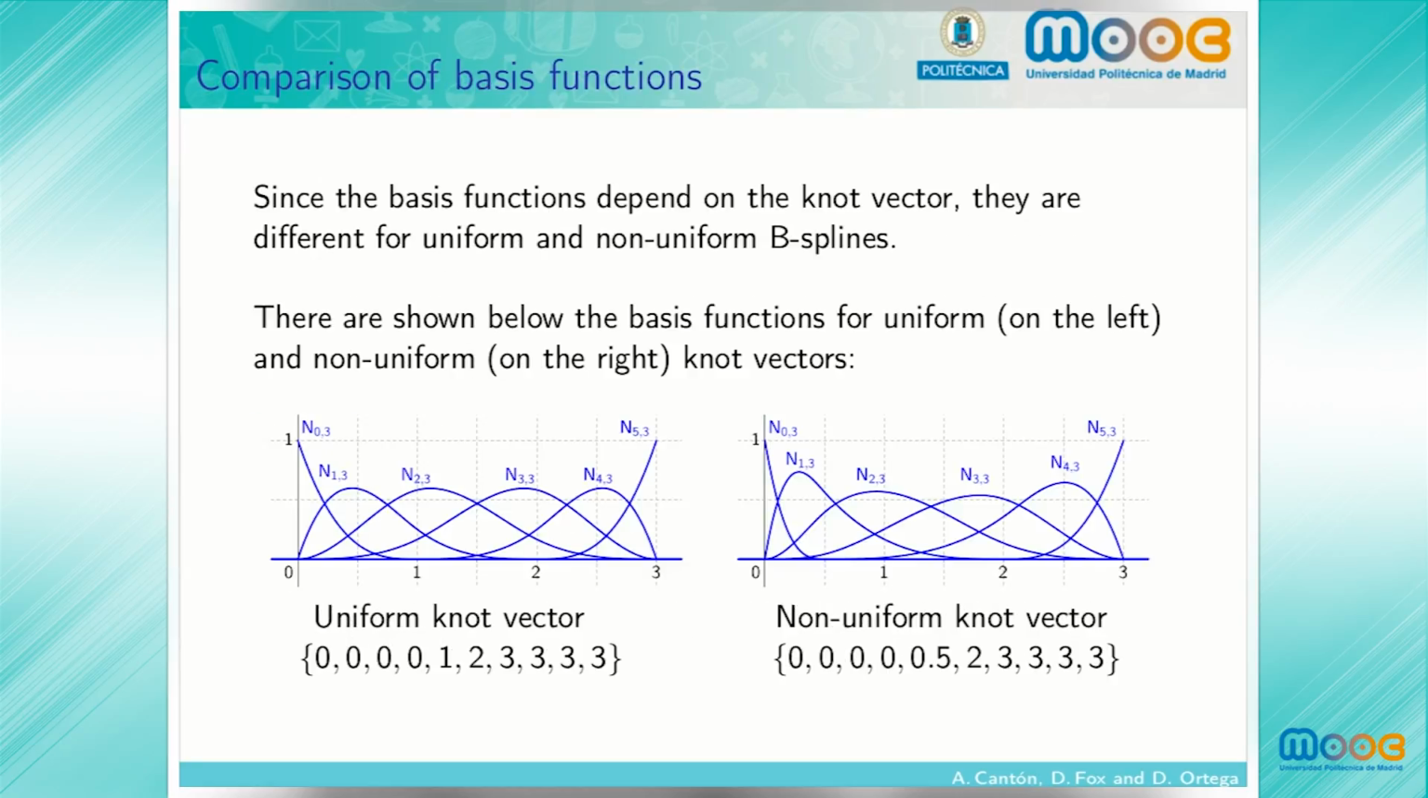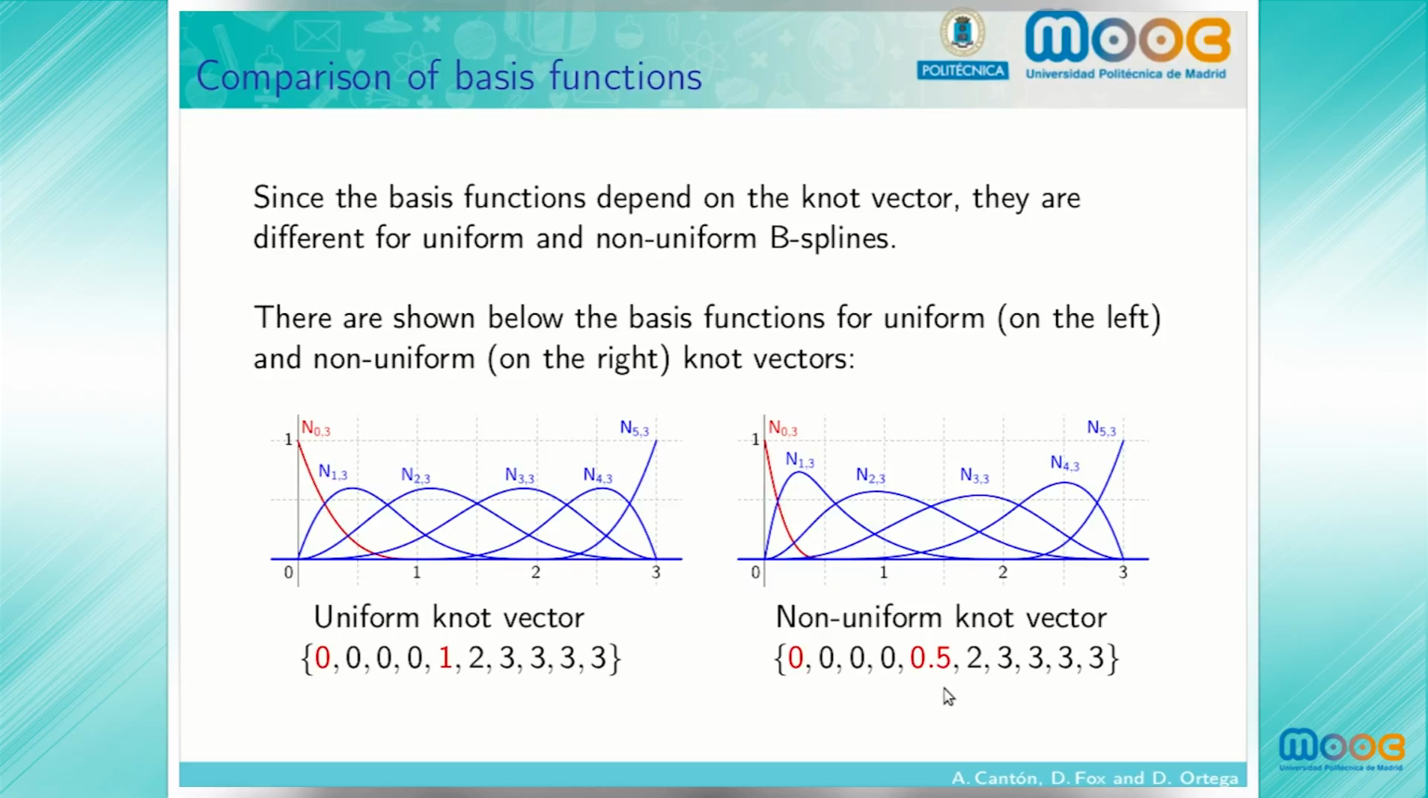Since the basis functions depend on the node vector, they are different for uniform and non-uniform B-splines. They are shown below, the basis functions for uniform and non-uniform node vectors. On the left, we have the uniform node vector and their corresponding basis functions, and on the right, we have the non-uniform node vector and their corresponding basis functions. These node vectors are equal except for the fourth entry, which is 1 in the uniform node vector and 0.5 in the non-uniform node vector. The basis functions are different.